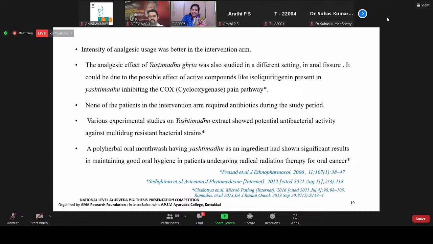The intensity of analgesic usage was better in the intervention arm. The analgesic effect is similar to a previous study in a different setting, in anal fissure. It explains the possible effect of active compounds like isoliquiritigenin present in Yashtimadhu inhibiting the COX pain pathway. None of the patients in the intervention arm required antibiotics because previous experimental studies on Yashtimadhu extract show potential antibacterial effect against multi-drug resistant bacterial strains. A polyherbal oral mouthwash having Yashtimadhu as an ingredient had shown significant results in maintaining good oral hygiene in patients undergoing radical radiation therapy for oral cancer.